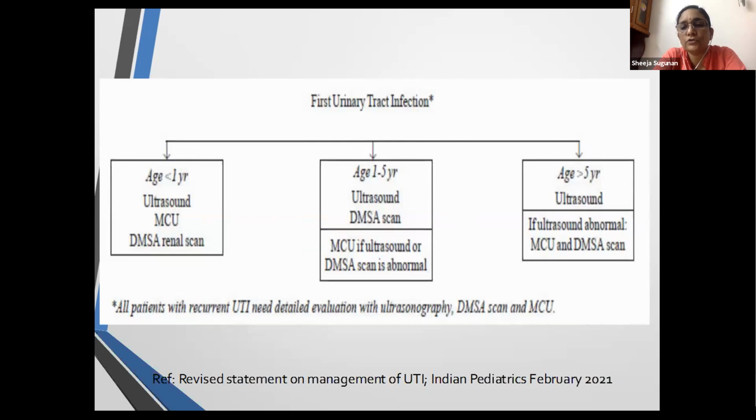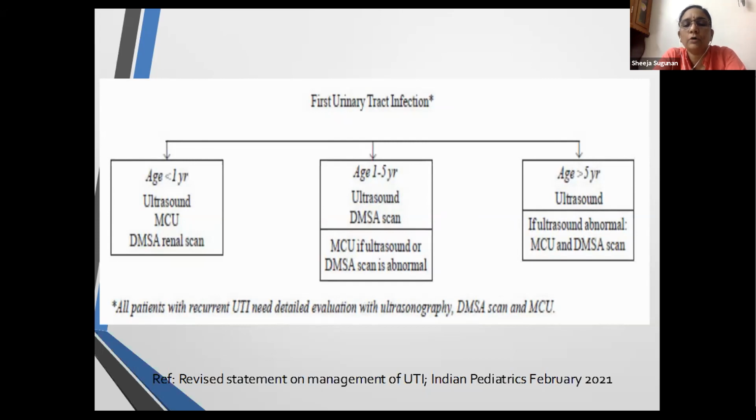That is because most of our children may not come back for follow-up, or our counseling might be inappropriate. We may be missing cases, and antenatal ultrasound is not a routine for all the babies. Taking all that into account, IAP sticks to that. All three imaging modalities should be done for less than 1 year with a UTI because they are a high-risk population. When it comes to children between 1 to 5 years, what is recommended is an ultrasound as well as a DMSA scan.